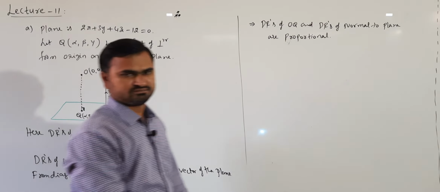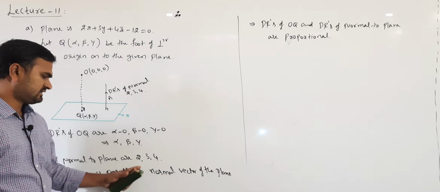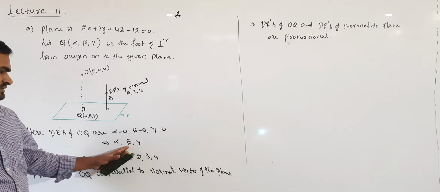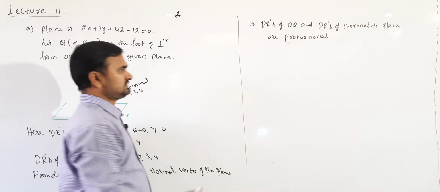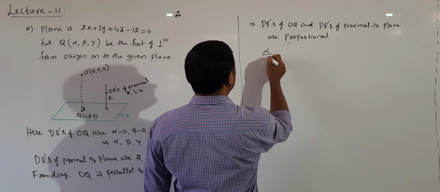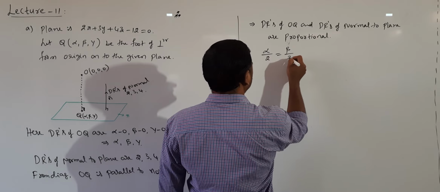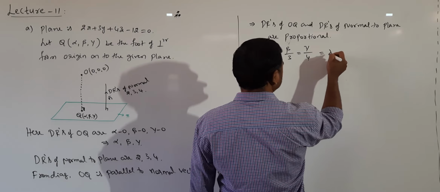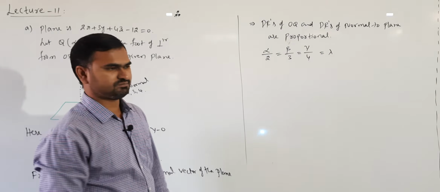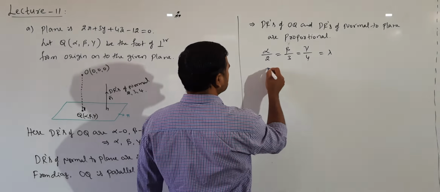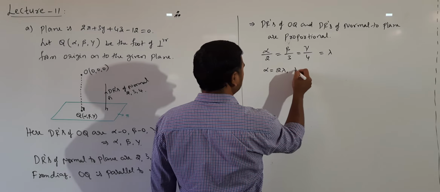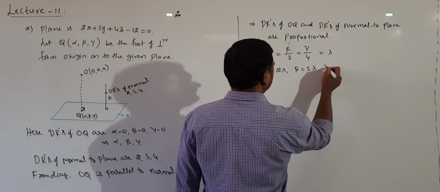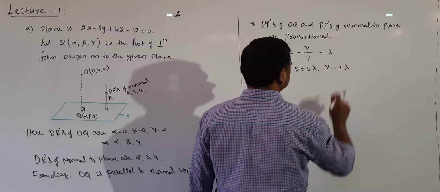You don't have to write the theory, because we already know two drs, one for OQ and one for the plane. These two are parallel, so their drs are proportional. So you can write alpha by 2 is equal to beta by 3 is equal to gamma by 4. Let us take it as some constant lambda, the proportionality constant. So alpha is 2 lambda, beta is 3 lambda and gamma is 4 lambda.